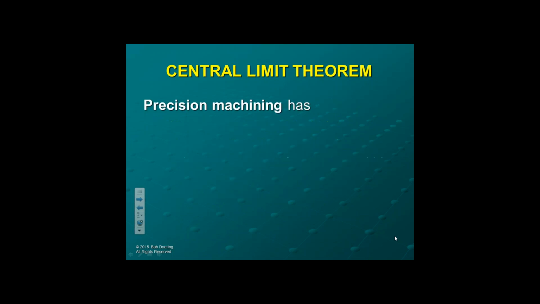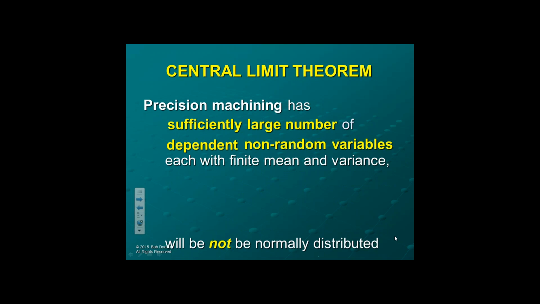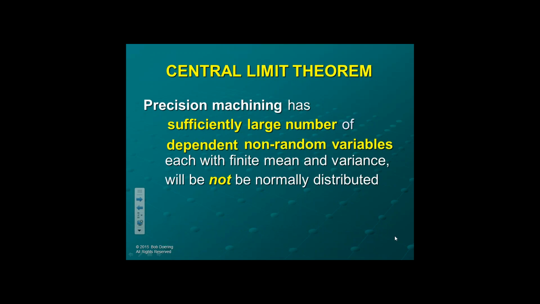That's key. Precision machining has a sufficiently large number of, well, are they independent? No, they're not independent. They're a time function, so they're dependent. Are they random? No, they're not random. They are actually a function, so they are non-random variables, each with a finite mean and variance, so they will not be normally distributed. Therefore, the central limit theorem does not apply.